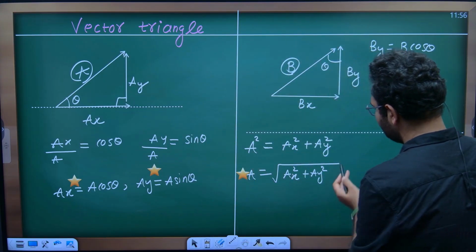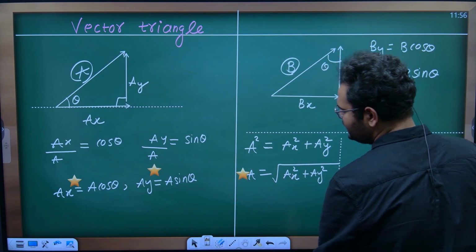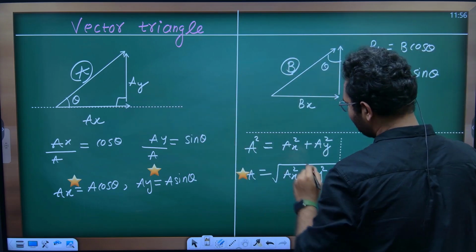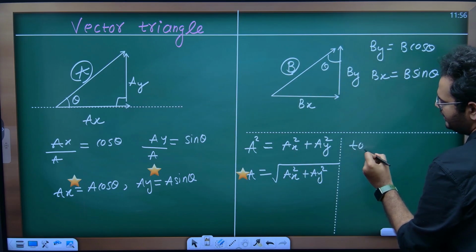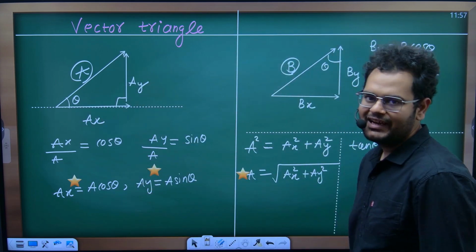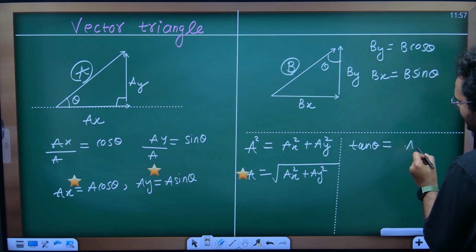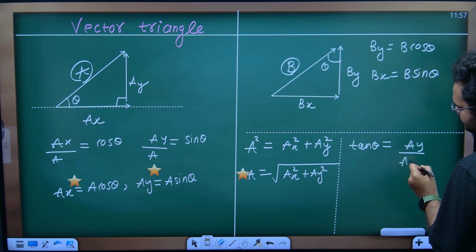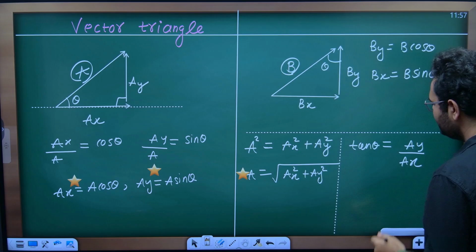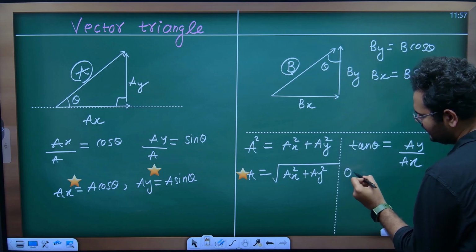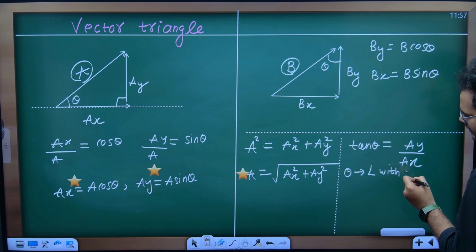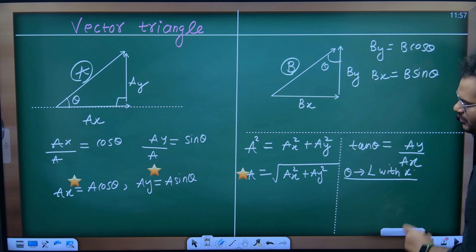Suppose only children vectors are given. So, in terms of children vectors, how to find the angle? I will simply write tan theta is equal to height upon base, correct? Height upon base is ay upon ax. I will tell you how to use this one. Here you need to remember this theta is the angle with the x-axis.